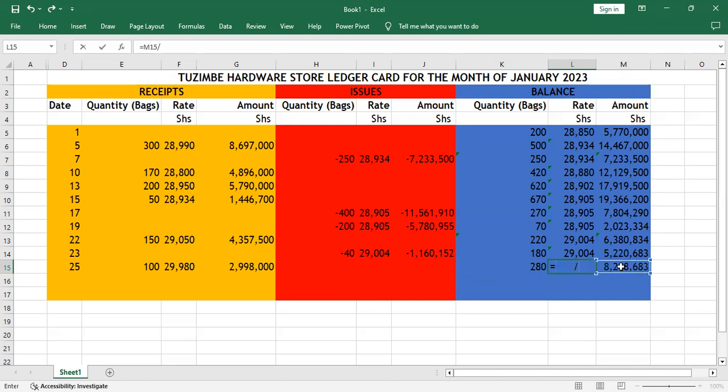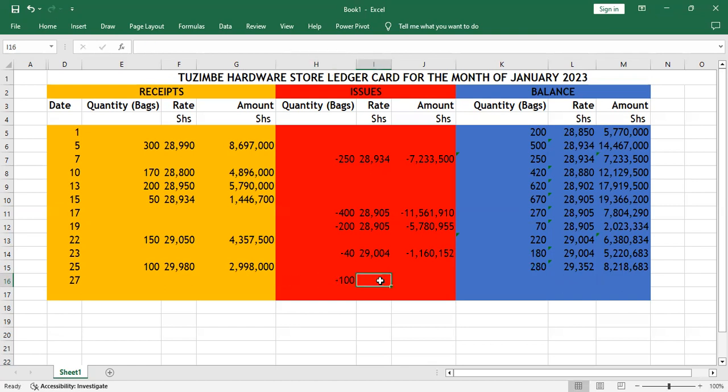but we have to get the average cost per bag, whereby we get the cost of the bags available for sale divided by the number of bags available for sale, giving us an average price of 29,352. Then finally, on the last day, our last transaction is on the 27th. We issued out 100 bags.